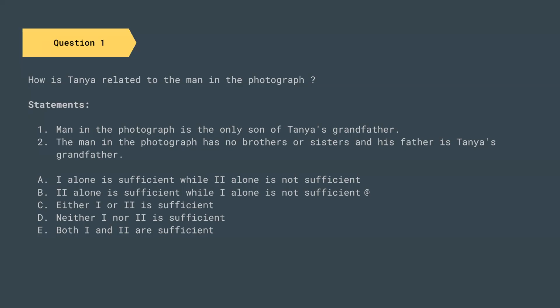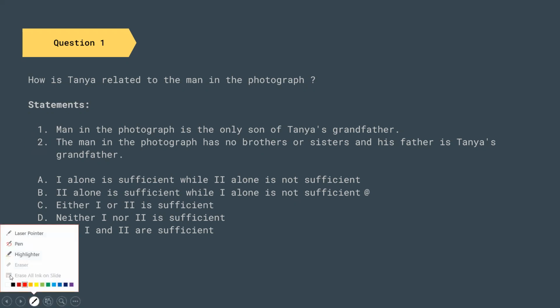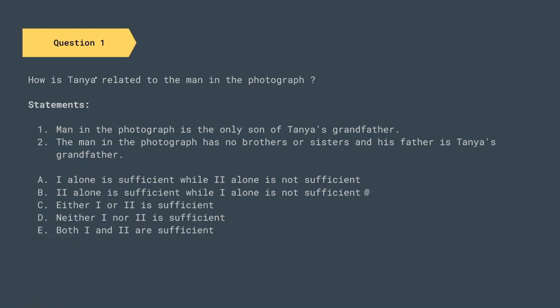So this is a question of your data sufficiency. There is a question given and there are two statements, and using these two statements, you have to answer this question. Instead of directly answering, you have to say whether we can answer this question with the help of these two statements. So let us look into the question first. The question is, how is Tanya related to the man in the photograph?